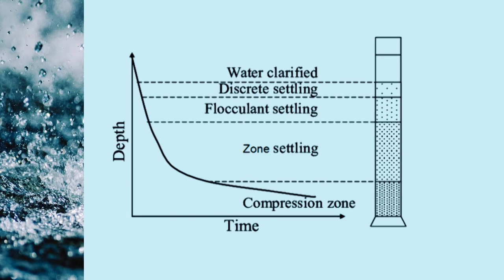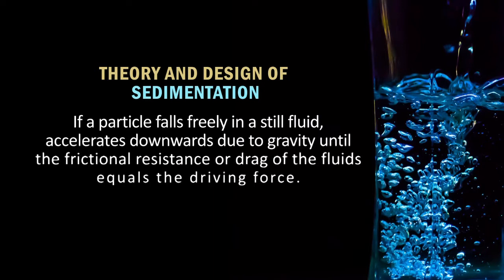As time increases, there are different depths of settling zones. First we see the clarified water area, then the discrete settling area, then flocculent settling. This is all shown in this beaker where water is retained, and then zone settling, and finally there is compression settling. Theory and design of sedimentation.